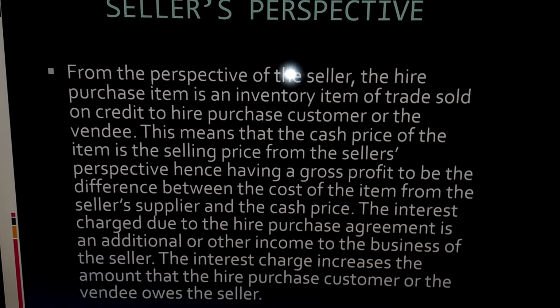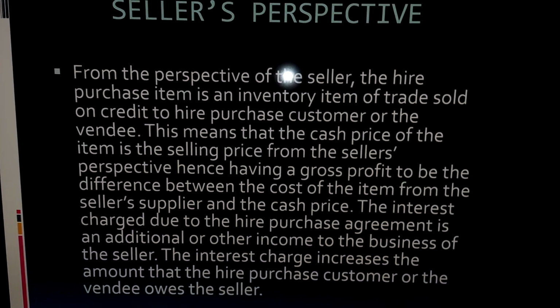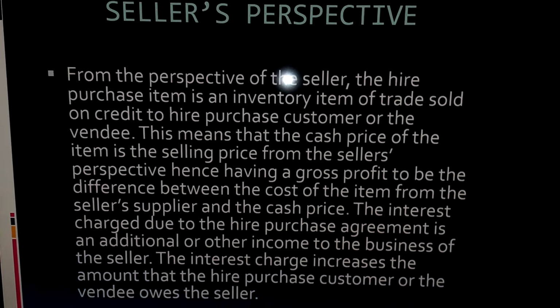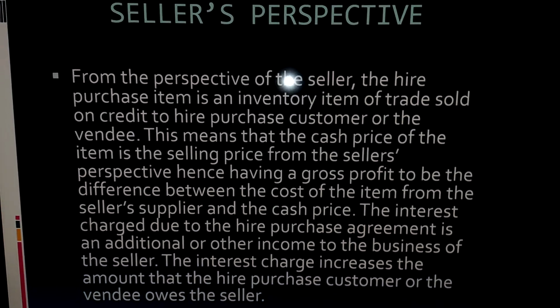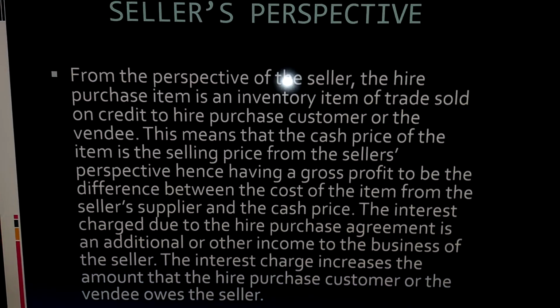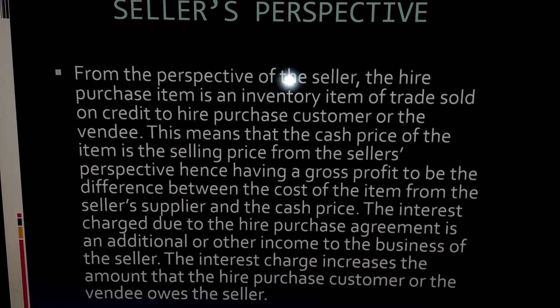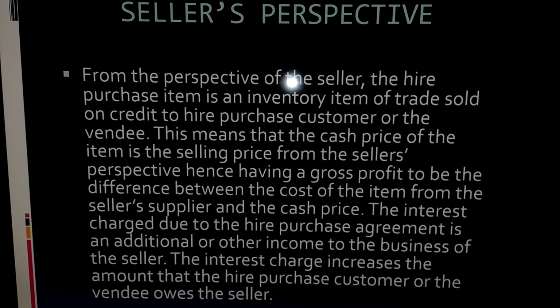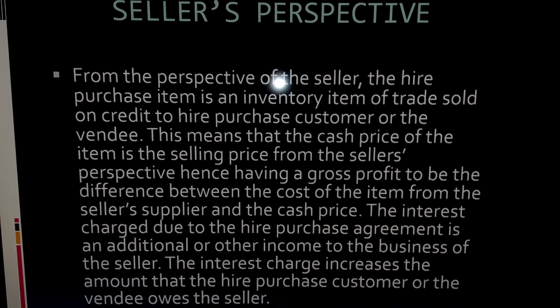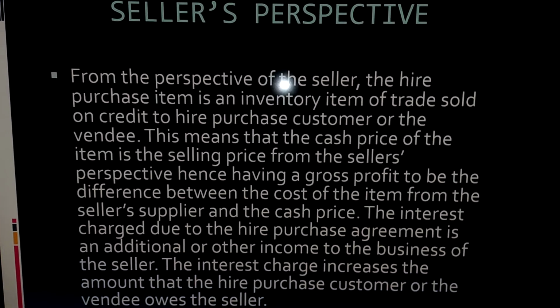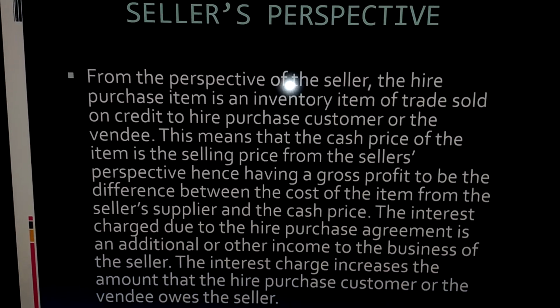So this is the seller's perspective. So basically, from the seller's perspective, the item is an inventory. It's like he is buying and selling. So you're going to be looking at it from that perspective. So the item is an inventory that he has bought from a supplier as well. So there's a cost of the goods. Okay, the cost of goods here is the cost of the item, not the cash price. The cash price is the normal selling price.